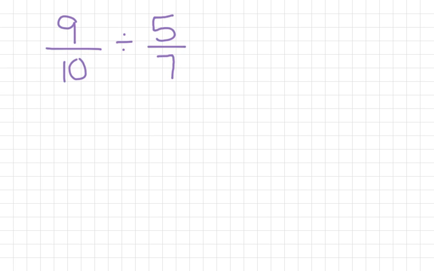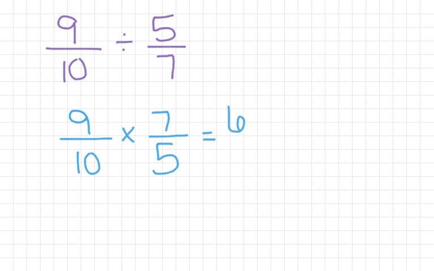All right, first step is we keep that 9/10 the same, but now we're going to multiply that by its reciprocal. So 5/7, the reciprocal would be 7/5. So I multiply straight across and I get 9 times 7 is 63 for my numerator, and 10 times 5 is 50.